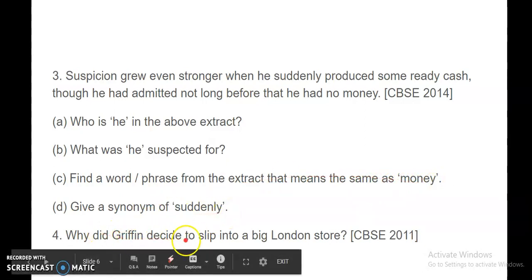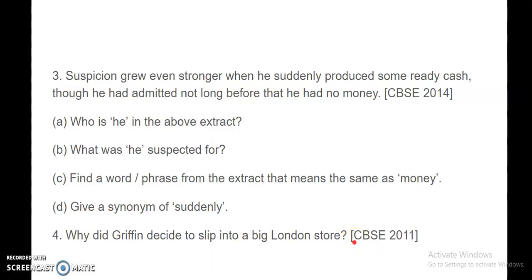Why did Griffin decide to slip into a big London store? I have literally explained this part at the beginning of my explanation. The answer is simply there. You can rewind back. You can read the story obviously, because please remember this story is from your supplementary reader.